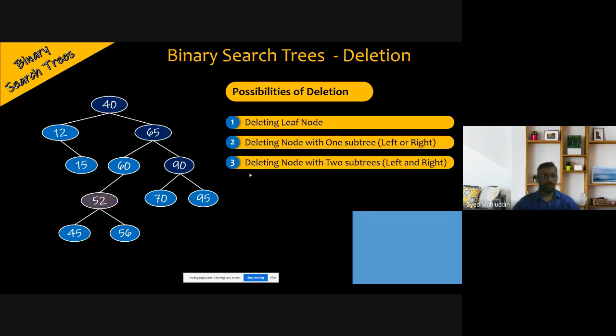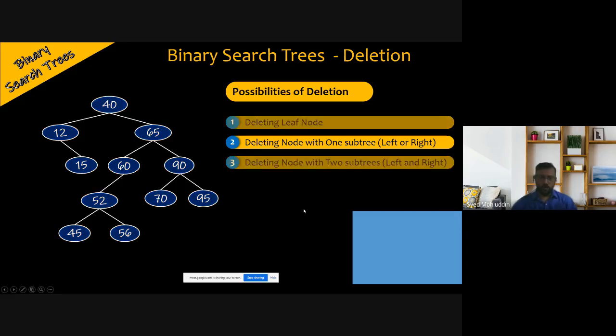In this case, for example, node 52 has both left and right children, or left and right subtrees. Node 90 has both left and right subtrees. Node 65 has both: this entire thing with 60 as the root is the left subtree, and this entire thing is the right subtree. As well as node 40, which is the root. Even the root in this case has two subtrees: from node 12, 15 is the left subtree, and from 65 onward, whatever we have as its children is the right subtree. So there are three possibilities or scenarios.